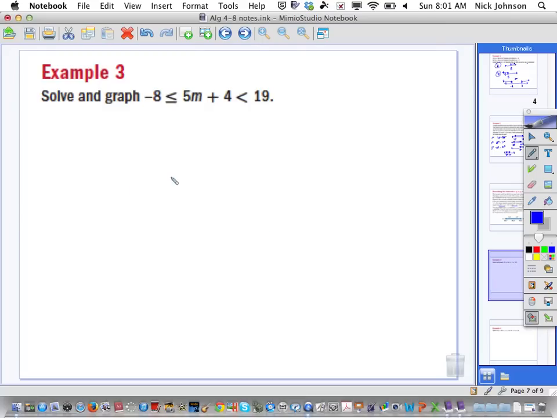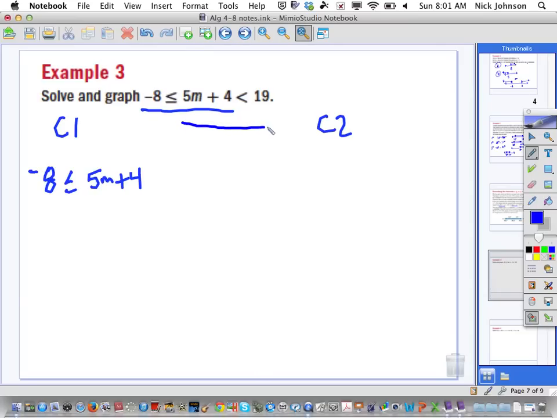For your first problem, I like to call them cases. Case 1, case 2. Case 1 is you take everything in the middle with the first inequality. So this becomes negative 8 is less than or equal to 5m plus 4. Very important to pay attention to. That's my first problem. Then you take everything in the middle once again and take it to your right inequality, which becomes 5m plus 4 is less than 19.